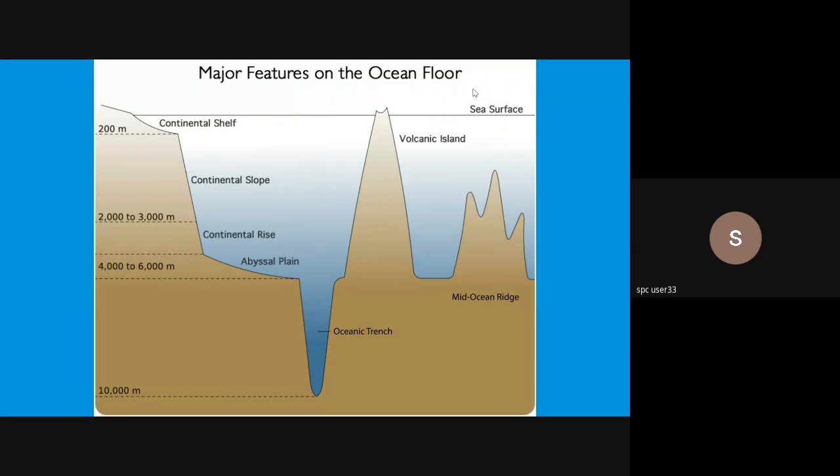Once again, till the depth of 200 meters is continental shelf. To around 2000, the next distance, this is the slope. It keeps on sloping till around 2 to 3 kilometers, and then you have the rise at around 4 to 6 kilometers, below which you have the abyssal plain. This is 4,000, this is 6,000. And then you're going to have oceanic trenches, which are very, very deep.